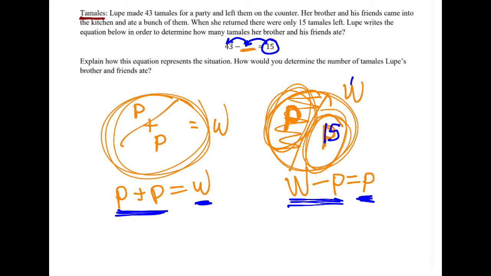And the whole is 43. So you're going to subtract, aren't you? So 43 minus 15. We're going to have to borrow. Of course, they're going to give you a lot of practice in borrowing now. Okay. So her brother and his friends ate 28 of them.